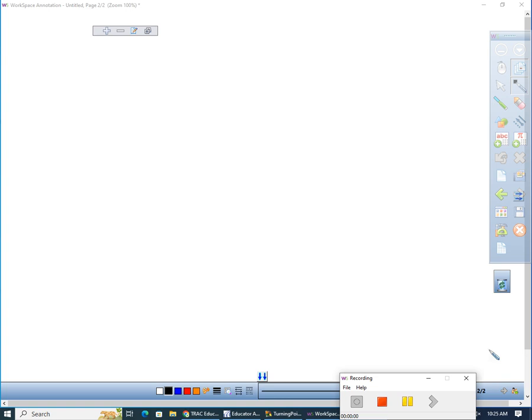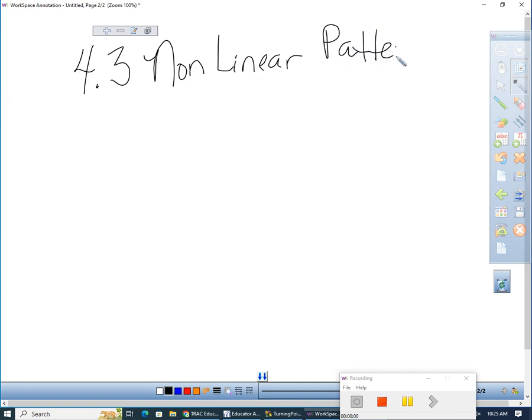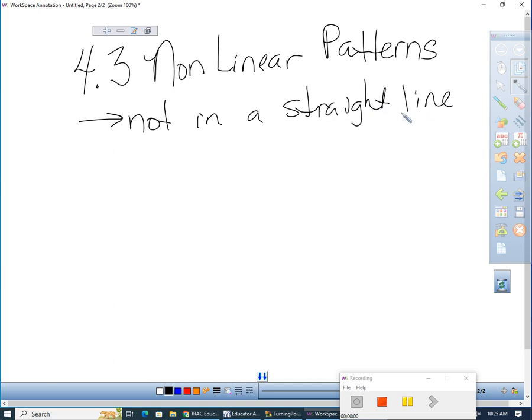All right, 4.3. Yesterday we talked about linear functions or linear patterns, so today we're going to talk about nonlinear patterns. Okay. All right, so obviously nonlinear means that it is not in a straight line. We have lots of different options for it to be in.